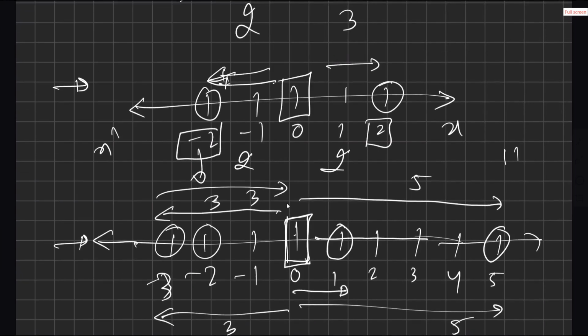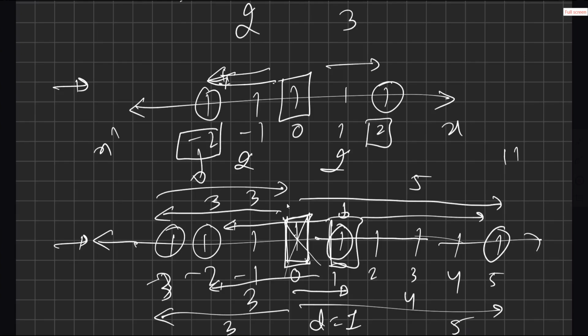Okay, and then when he's at this position, the distance travelled will be 1, because from 0 to 1 he moved, so it will be 1. So now Takahashi's current position is this. From this position, now if you see, this cookie is at distance 4, and this cookie is at distance 3. So now he'll be moving this side, so it will be plus 3.